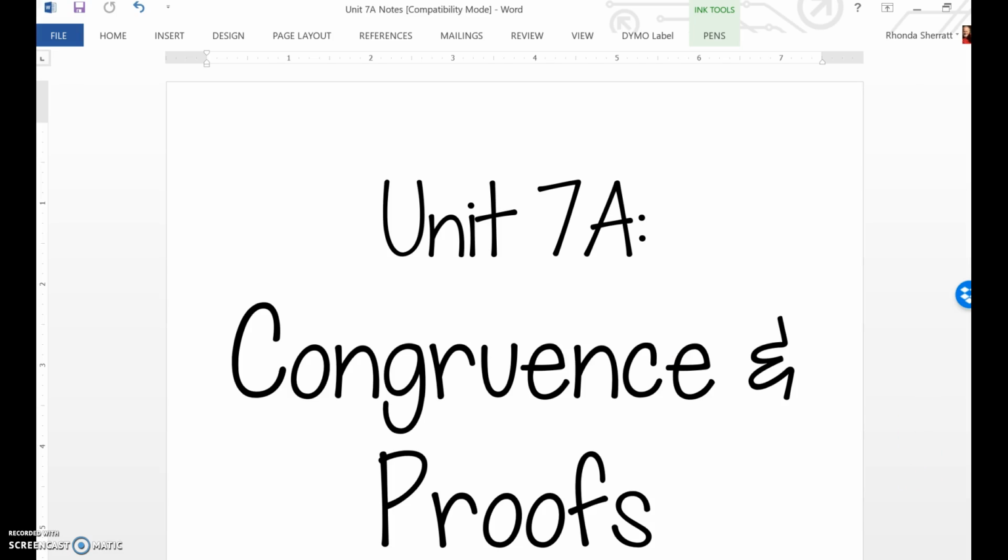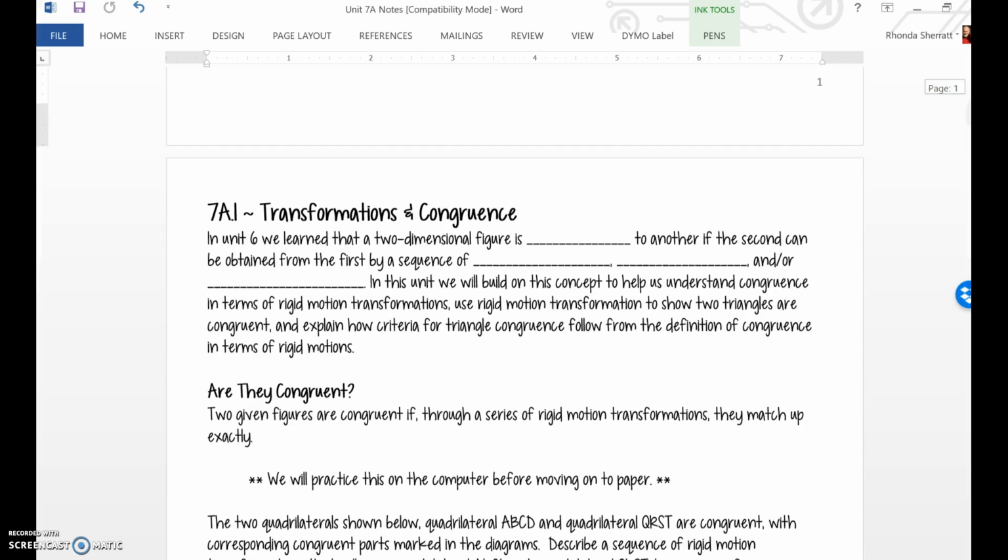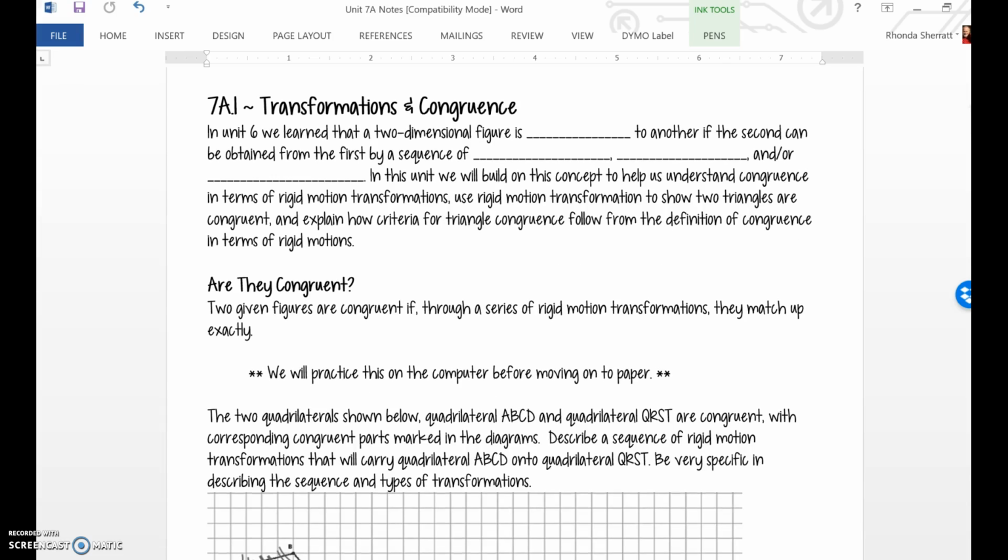I want to scroll. Here we go. So you should be following along with 7A.1, which is Transformations and Congruence. This is going to be a pretty short, quick video. Shouldn't take you too long to do this lesson.